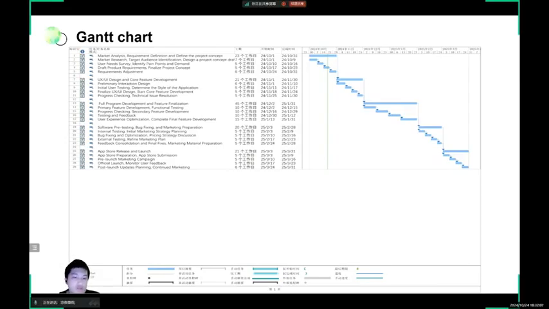Finally, in phase 4, also 6 months, we will launch the app in the App Store and promote the product through something like advertisements or some videos. And we need to collect the user feedback to further optimize the product.